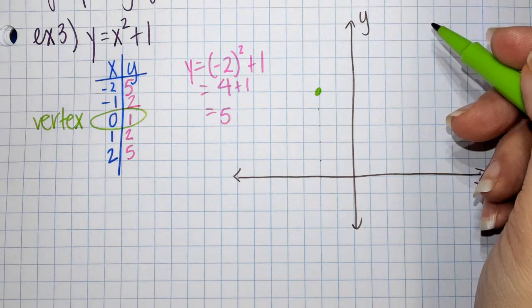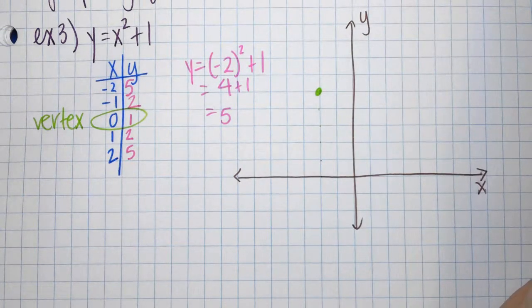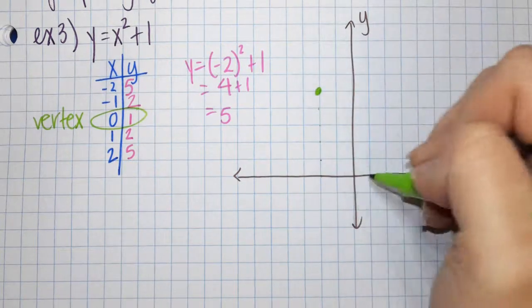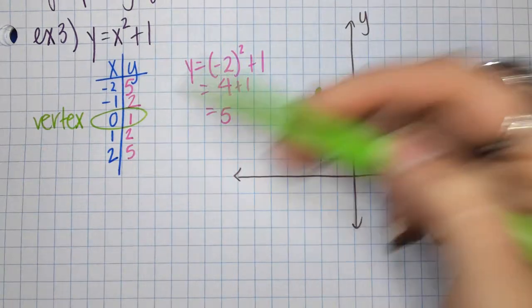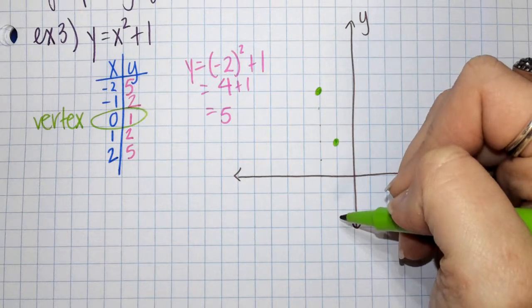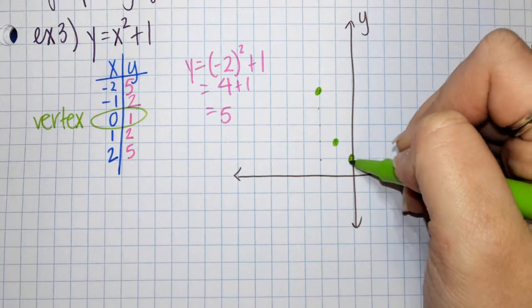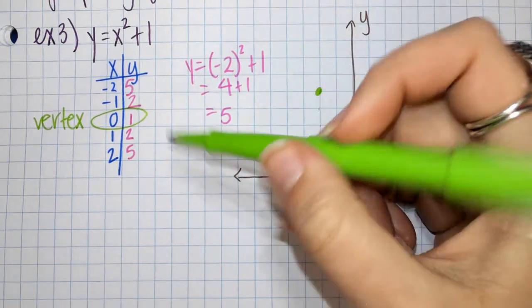You don't know how to plot negative 1, 2? I know how to do it. Left 1, up 2. Alright, how do we plot 0, 1? Cero. Arriba 1. No, derecha. No, arriba.